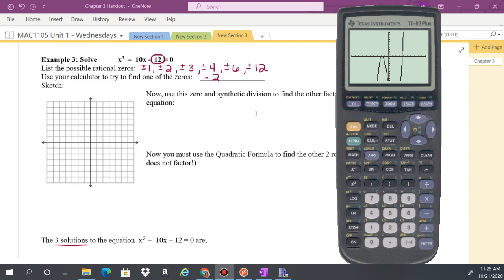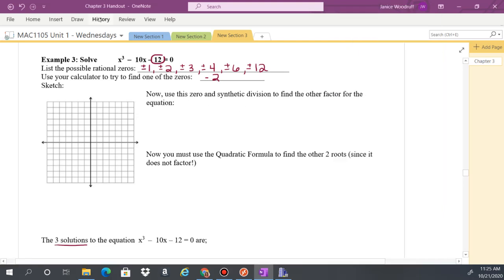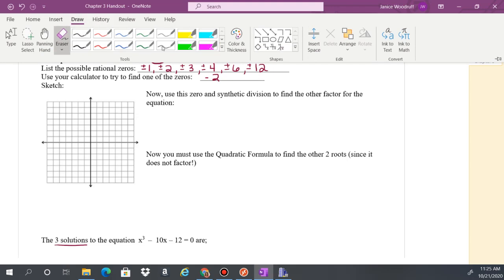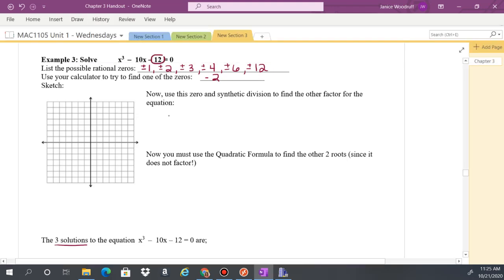Okay, so we have established that negative 2 is a 0 of the function. So what we're going to do is divide out the negative 2 using synthetic division. So we have negative 2. We're going to divide into this function, which basically means that we're reducing it from an x cubed to an x squared function. Now this is missing an x squared.